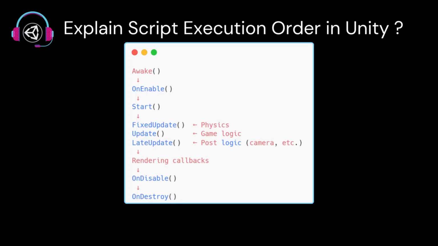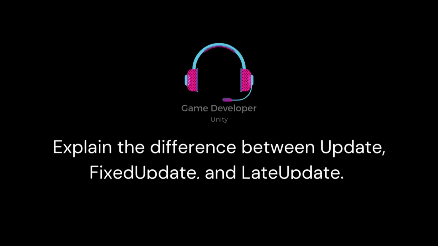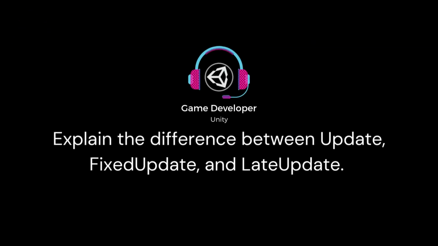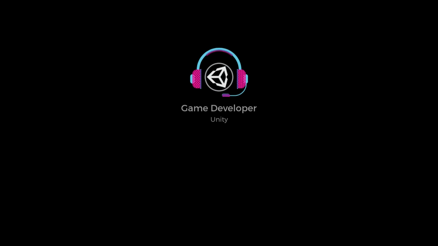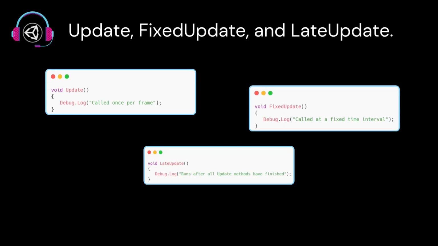By mastering when each function runs, you can write scripts that behave smoothly, efficiently, and predictably across all stages of your game. Let's move to the next question. Explain the difference between Update, FixedUpdate, and LateUpdate in Unity. In Unity, the three special methods, Update, FixedUpdate, and LateUpdate, control when and how your code runs in the game loop. Understanding how they differ is one of the most important skills for smooth, responsive, and predictable gameplay.